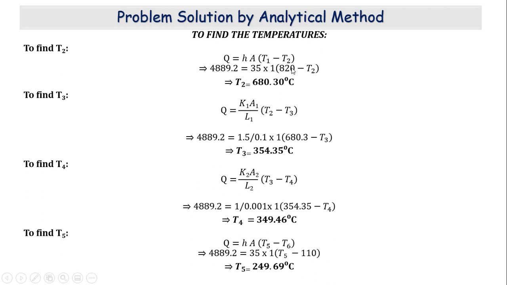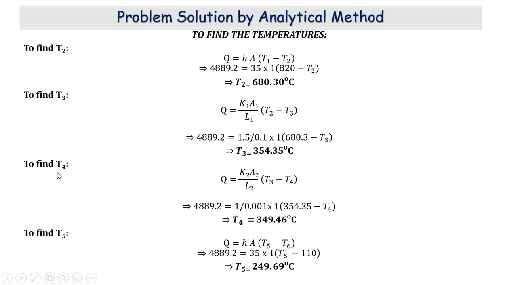We can compute the value of T2 and we get the value of T2 as 680.30 degrees Celsius. The heat is now transferred from the inner wall of the furnace to the silica brick. Since the mode of heat transfer is conduction, we shall be using this formula, that is Q is equal to K1 into A1 by L1 into T2 minus T3. We have already got the value of T2 from the previous step. On substituting the values for K1 and L1, we get the value of T3, which is 354.35 degrees Celsius.